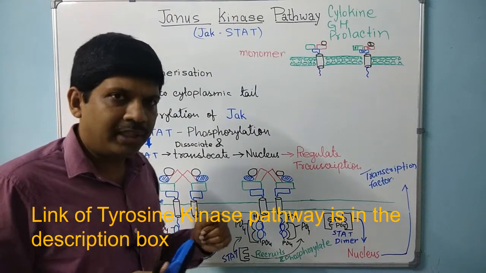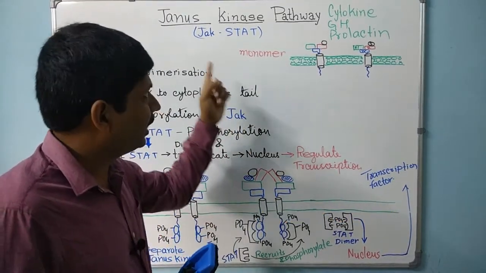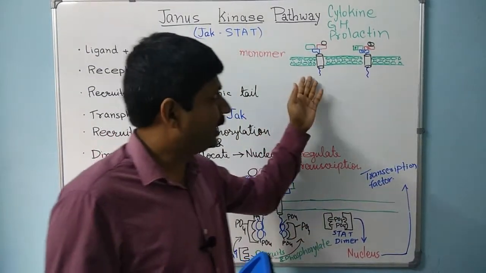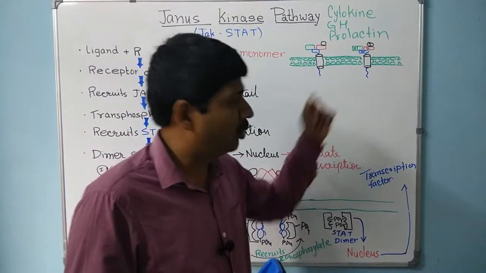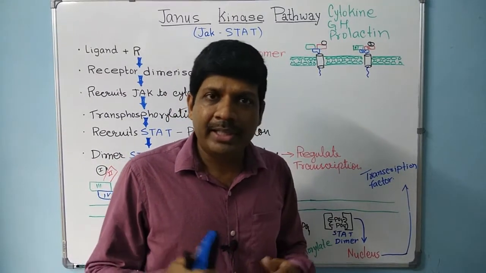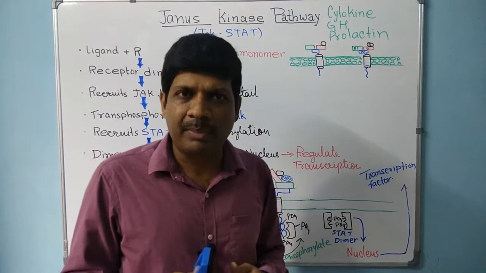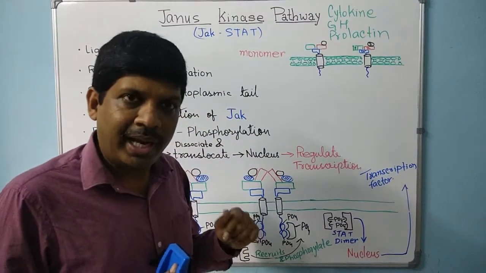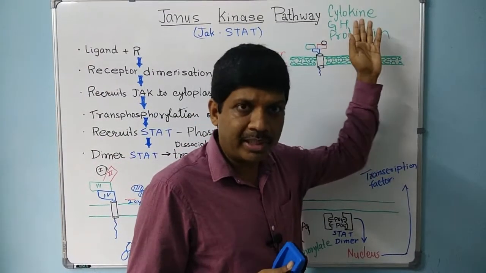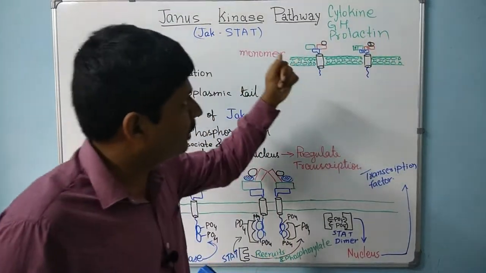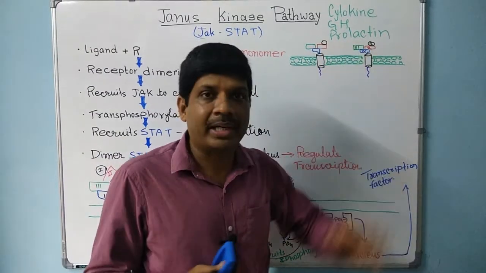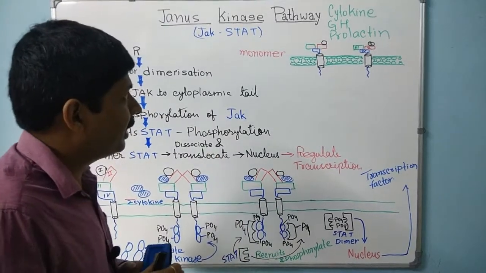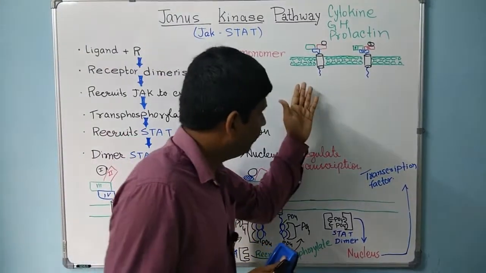So similar to tyrosine kinase, when this Jak STAT receptor is not in bound form with the ligand, then it exists as a monomer. Now coming to the ligands of this type of receptor, there are heterogeneous types of ligands which act through this pathway, and they can be the cytokines. The examples are interferon gamma, growth hormone, prolactin, and erythropoietin. These all act through this type of Jak STAT pathway.